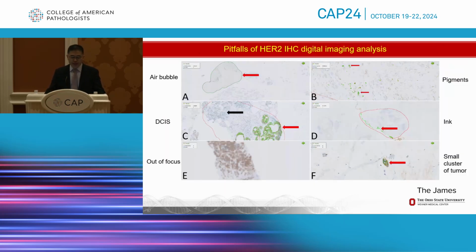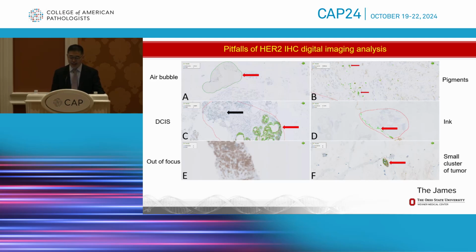There are some pitfalls using the digital imaging analysis tool for HER2 IHC quantification. Some of those air bubbles, as shown here, were categorized as positive, and similarly for the pigments, and some of those DCIS areas were recognized as invasive. So the AI algorithm analyzed those areas and gave you false positive results.